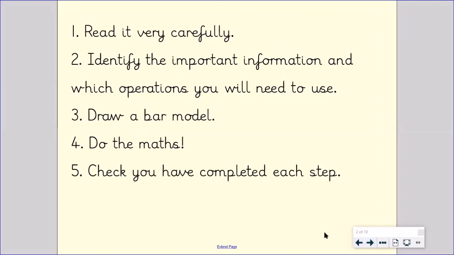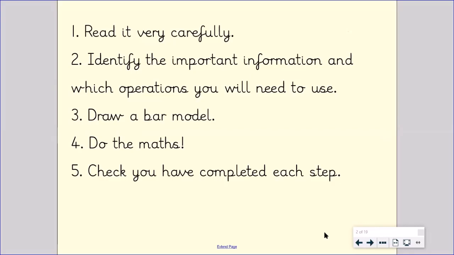Okay, so first we need to make sure that we read the question really carefully and fully understand what it's actually asking us to do. Then we need to identify the important bits of information and which operations you're going to use. Then draw a bar model using all of the information that you know, and use question marks to show the information that you don't know.